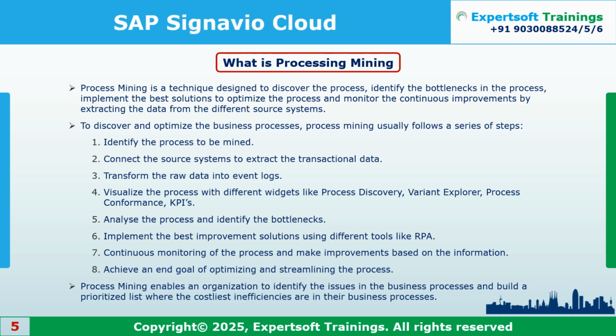Okay. Being an organization, you may have several processes involved in your business, right? It can be procurement, it can be sales, it can be production, it can be HR process, it can be plant maintenance, which is maintenance of your machinery in your plant, right? So first you need to identify which process you want to mine.